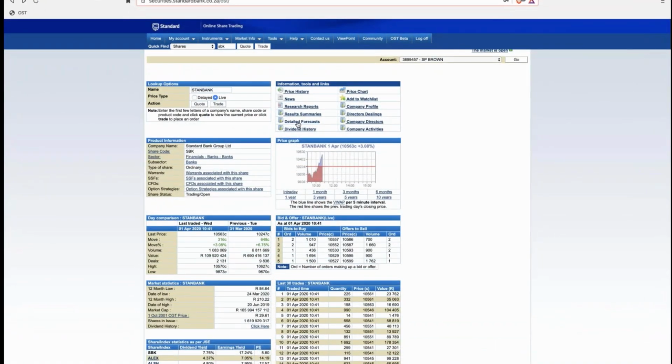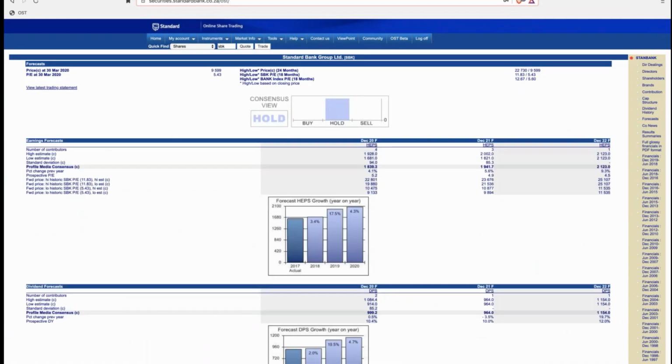The other one we've got is those detailed forecasts. So this goes back to the Profile Media forecasts that we currently have, which I showed you a moment ago. This is just giving you a lot more detail around what is happening here. So consensus view is sitting on hold, and I think that actually clashes with what we saw a moment ago. I'll check that. What I'm always interested in is how many people.